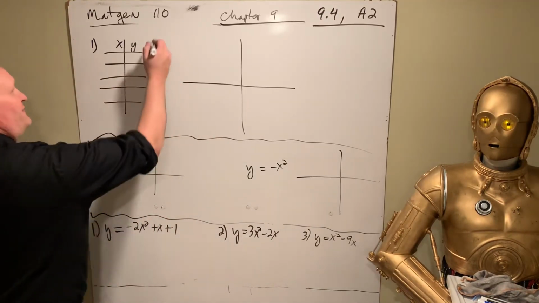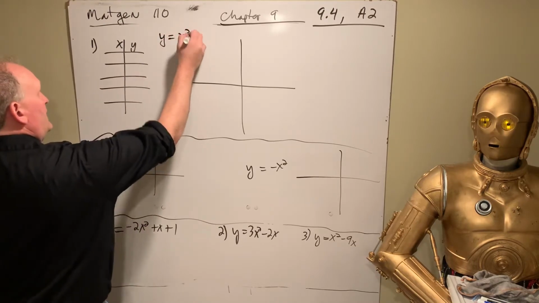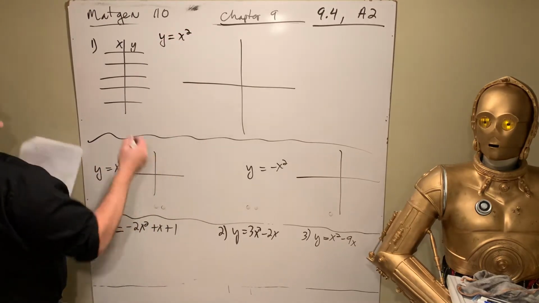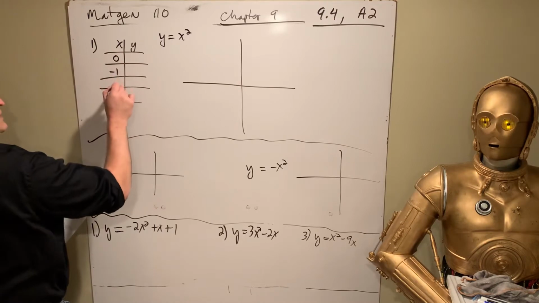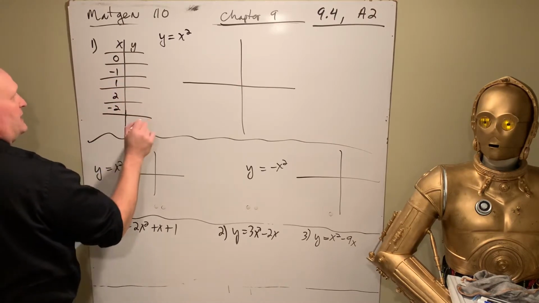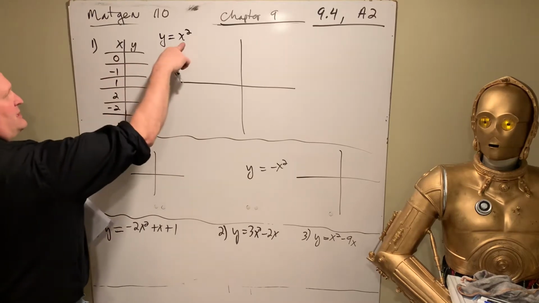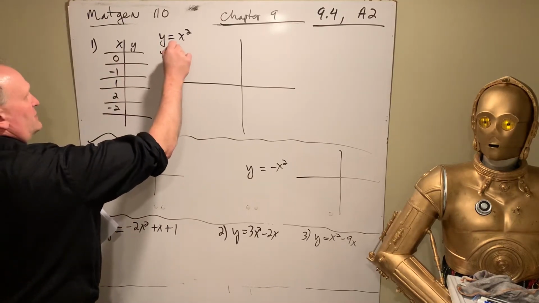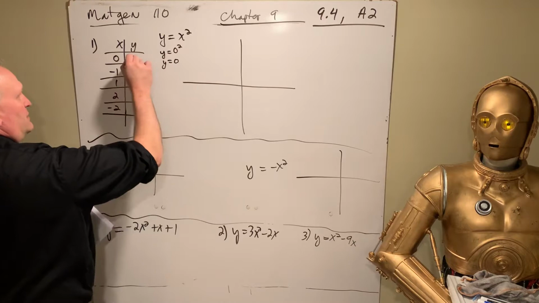So they want us to graph y equals x squared. So let's put in some 0, -1, +1, 2, -2, and take a look at what we get. When I input 0, we get 0 squared, that's just 0 output.